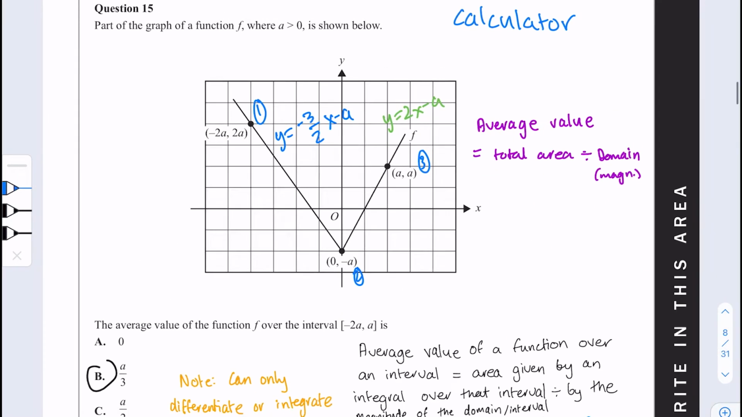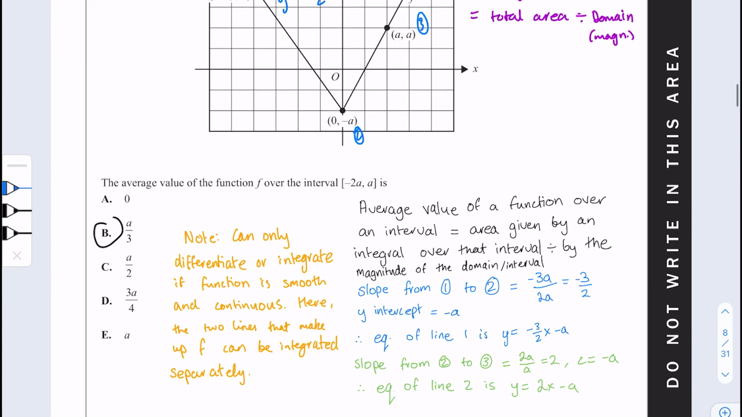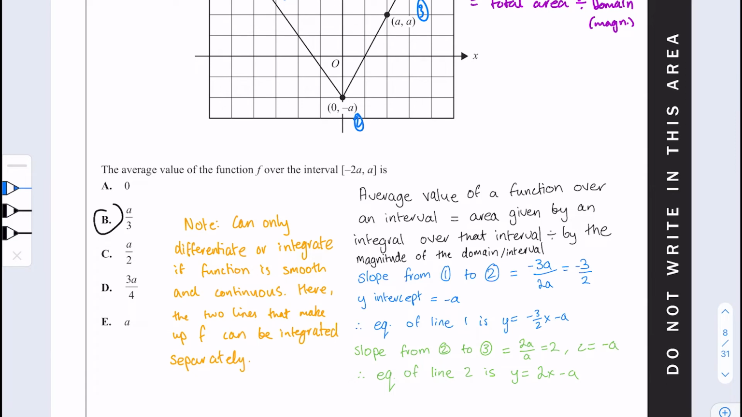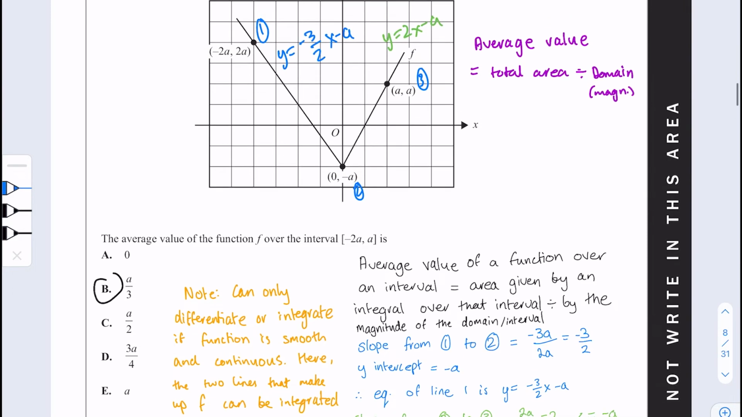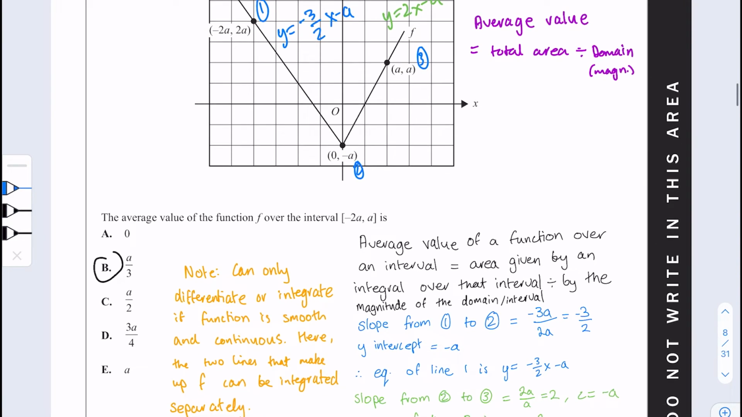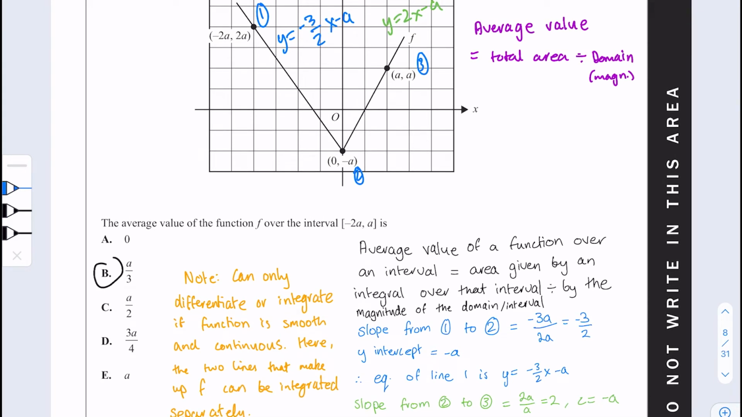Question 15. All right, so first of all, we need a note before we start the question that you can only differentiate or integrate if the function is smooth and continuous. Here, the 2 lines that make up f can be integrated separately. So they can only be differentiated or integrated over an interval where the function is smooth. So here we have 2 intervals, and if you just look at these intervals separately, individually, then you can actually differentiate and integrate them.